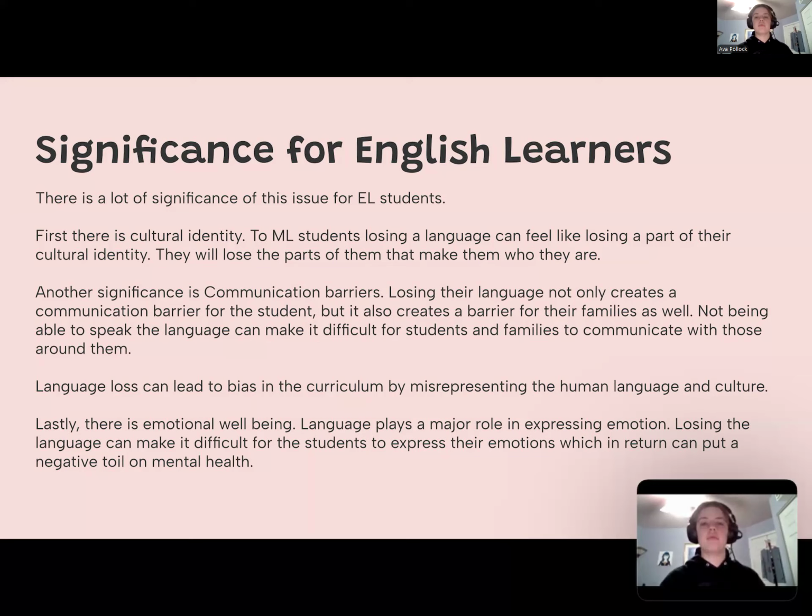Lastly, there's emotional well being. Language plays a major role in expressing emotions. Losing the language can make it difficult for the students to express their emotions, which can then put a negative impact on the toll of their mental health.